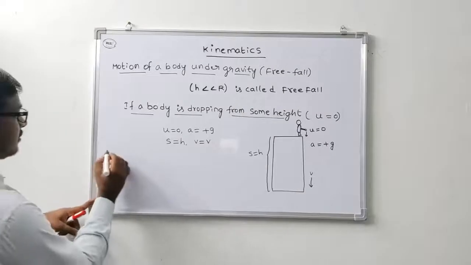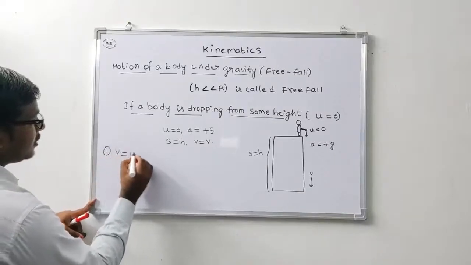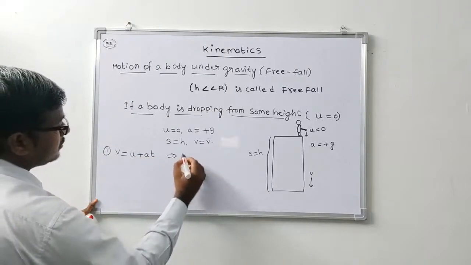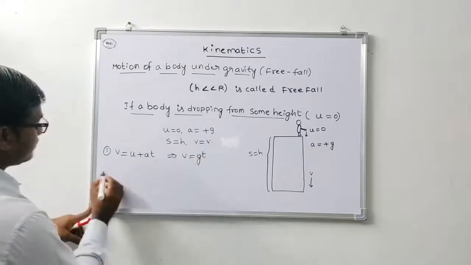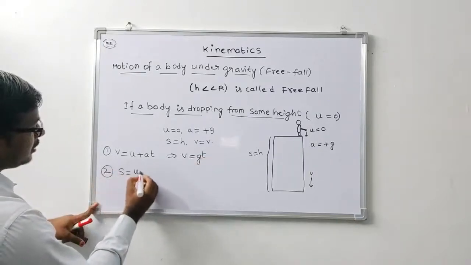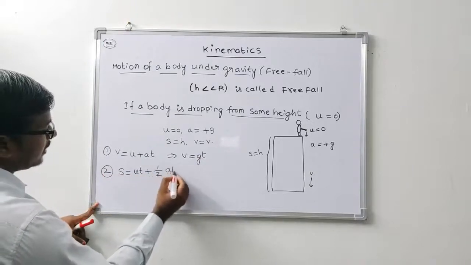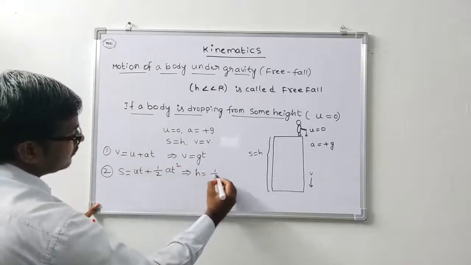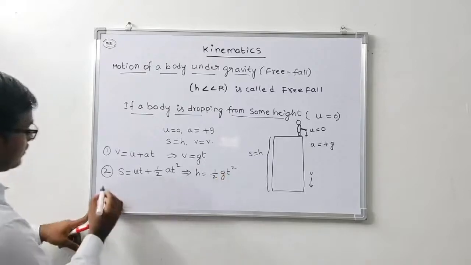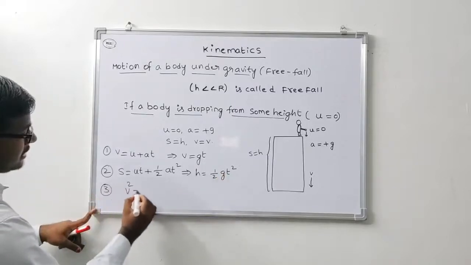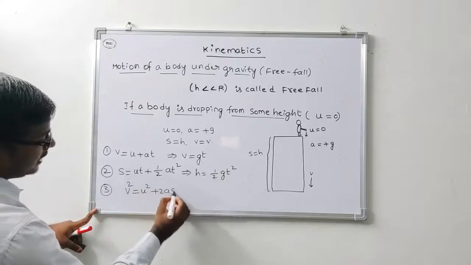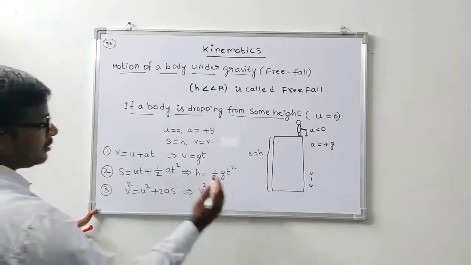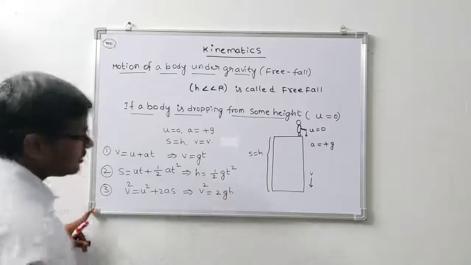Take the first equation, v is equal to u plus at, which gives v is equal to gt. Second, s is equal to ut plus half at square, which gives h is equal to half gt square. Third, v square is equal to u square plus 2as, where u is 0, so v square is equal to 2gh.